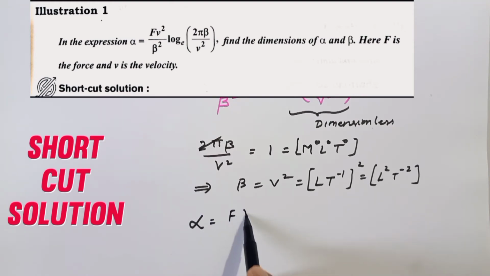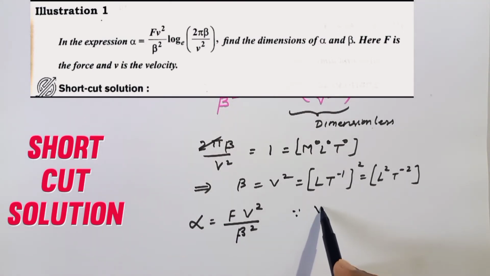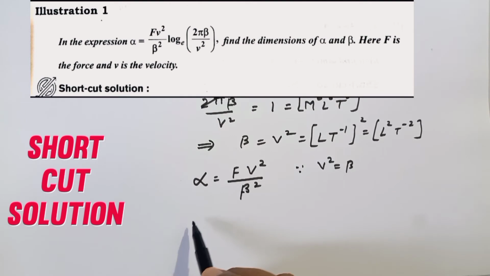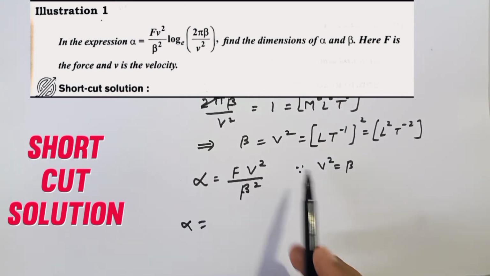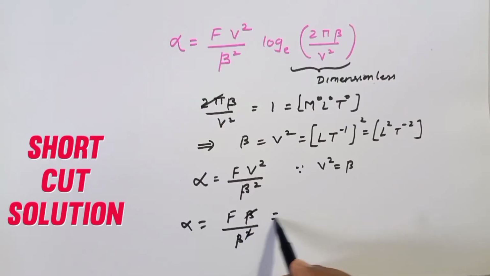So alpha is nothing but F v square by beta square. Okay, and you all know v square is nothing but beta according to the above step. So replace v square with beta. If you replace v square with beta, you will get F beta by beta square. That's it. So beta gets cancelled here, and F by beta is left.